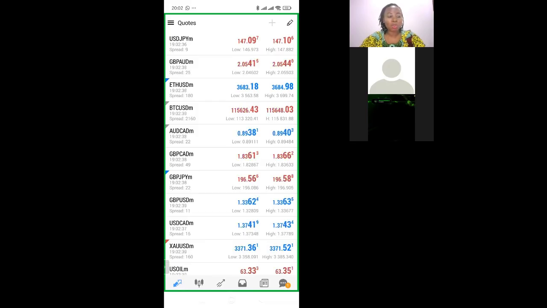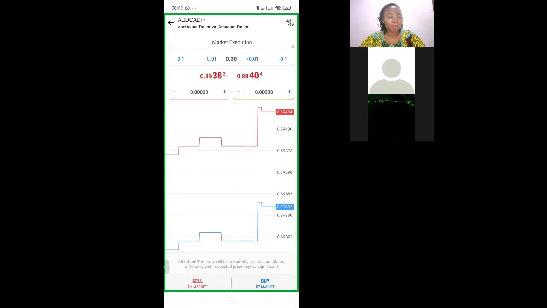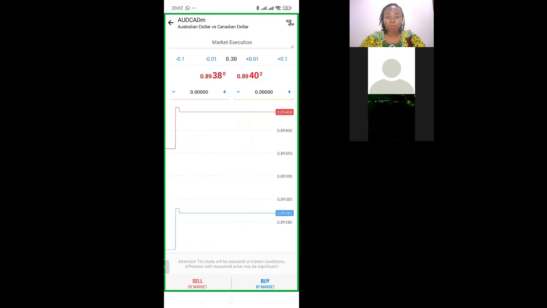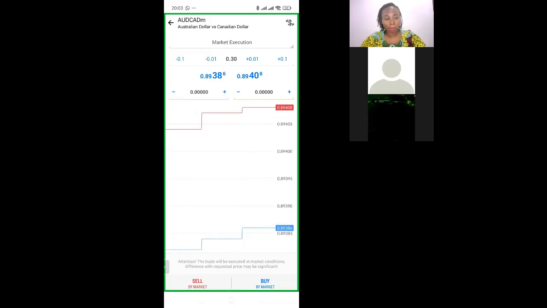Now there's something I want to show you. Assuming I want to take this trade, maybe a trade idea dropped, and I want to take a new order. If I want to do market execution and I go to press, what is wrong with this scenario? Look at it very well. What do you think is wrong with this? What do you notice that is different from what we've been doing?